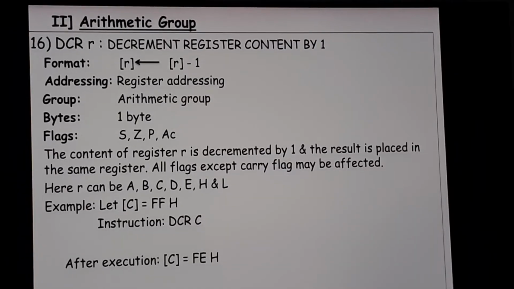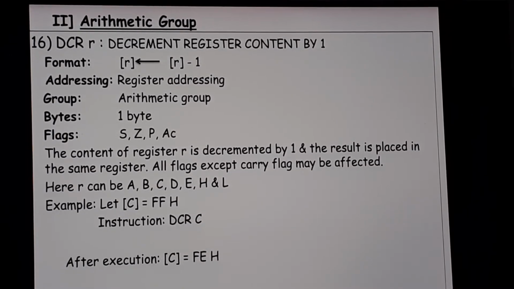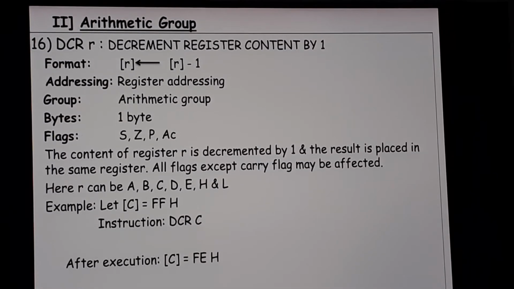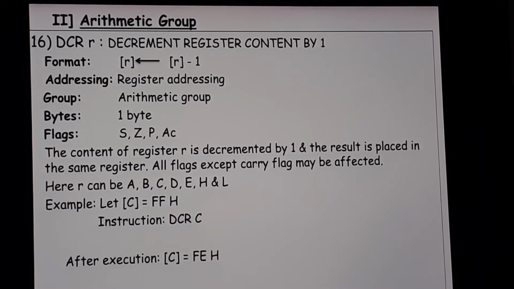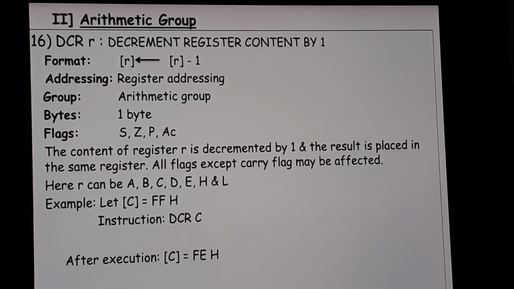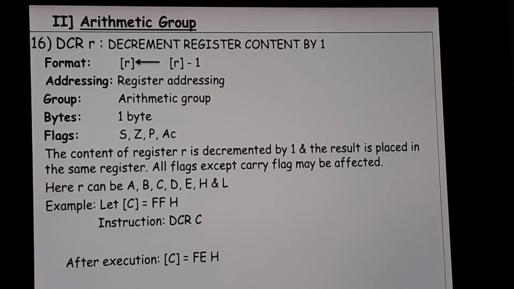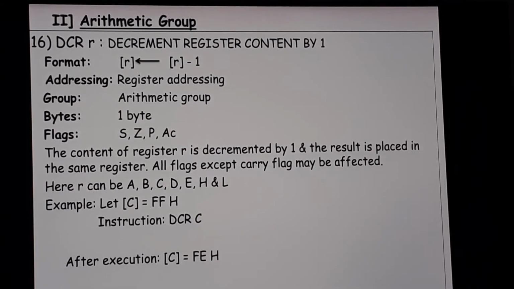We'll continue with the arithmetic group, and after the increment instruction comes the decrement instruction, that is instruction number 16. In the last video we had completed a total of 15 instructions. Today we'll continue with the 16th one, DCR R, which stands for decrement the register content by 1. The only difference from the increment instruction is that there it gets incremented by 1, and in the decrement instruction it gets decremented by 1.